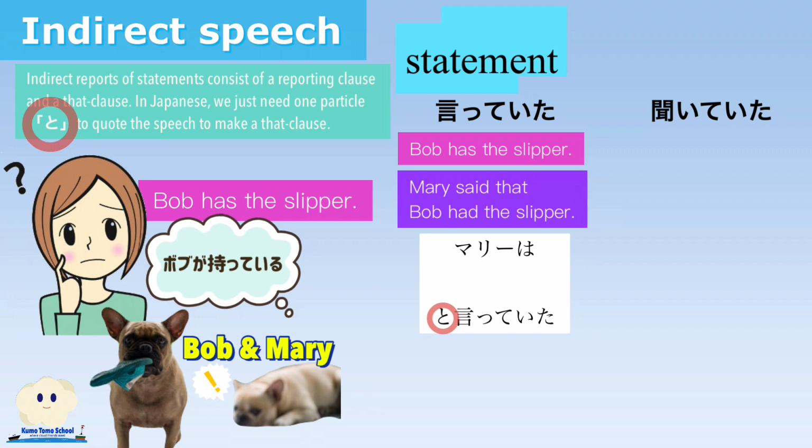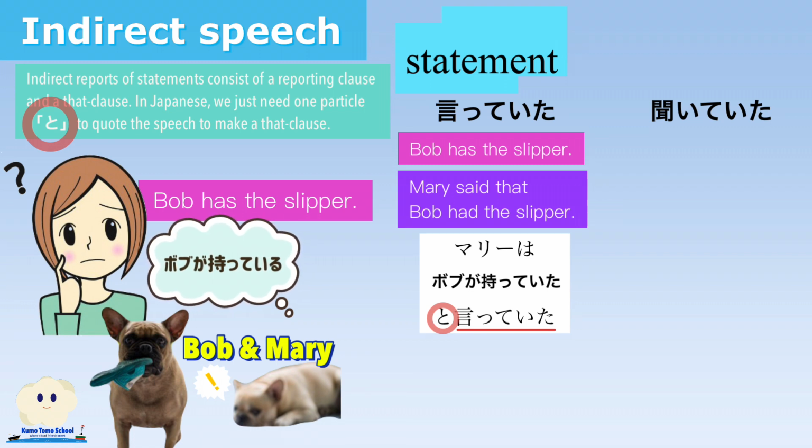Said, as in an indirect speech, it's the same as past continuous. 言っていた. Then, you just backshift has to had. In Japanese, to backshift いる to a past tense, you only change る to た. ボブが持っていた. Then, you have an indirect speech of Mary reporting on Bob having a slipper.